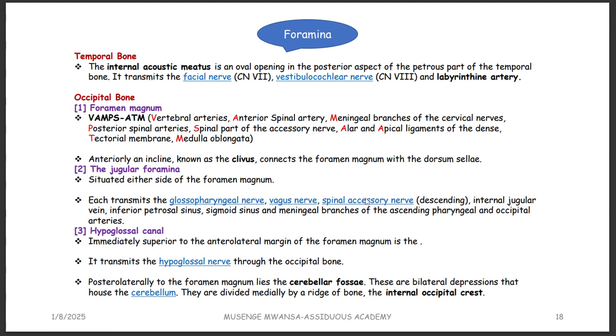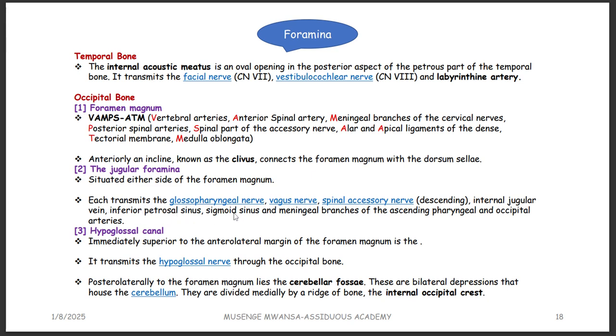But how come? You can see the spinal accessory nerve is in the jugular foramen. We said it also passed through the foramen magnum. So what will happen is that in the foramen magnum, it's going up and then it will come down to pass through the jugular foramen to continue to descend. So it went up through the foramen magnum and then started coming down through the jugular foramen.